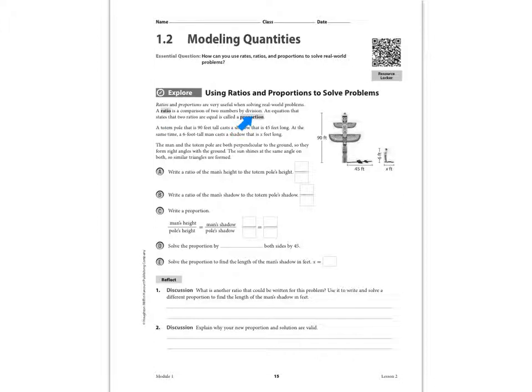Proportions are two fractions that are set equal. So this fraction is considered a ratio. This whole thing, the equation, is referred to as a proportion because it's two fractions that are set equal. So it's still an equation, it's just a type of equation with a special name called a proportion.